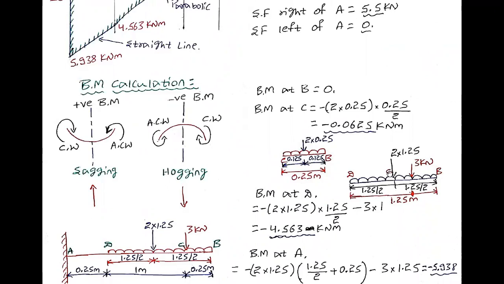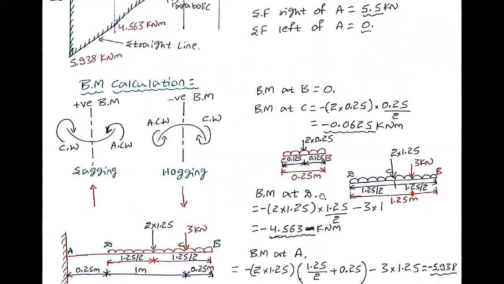Sorry, by mistake I mentioned the C. This is the point C. At this point, 3 kilonewton is acting. UDL is there.